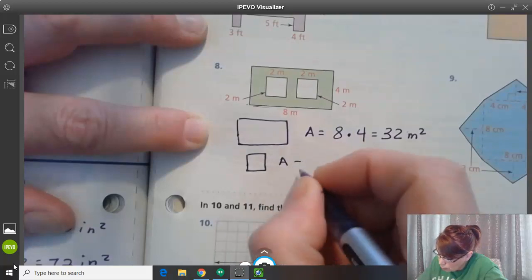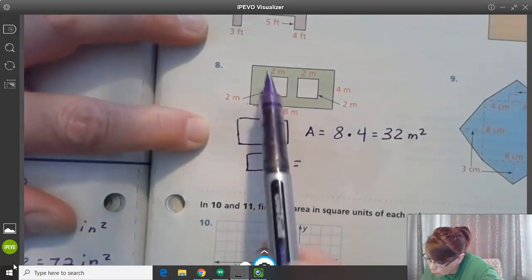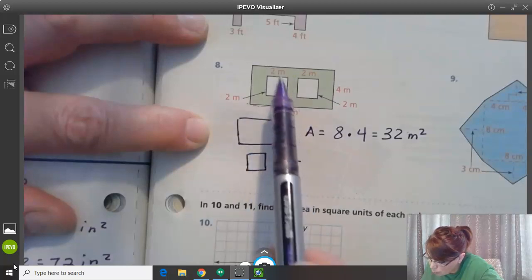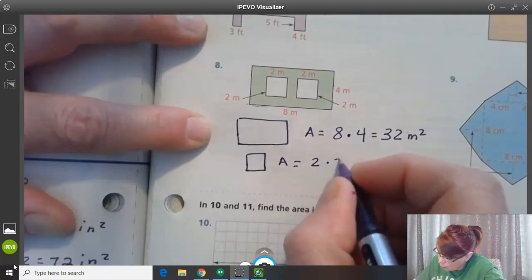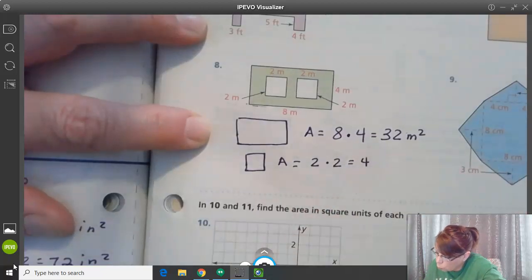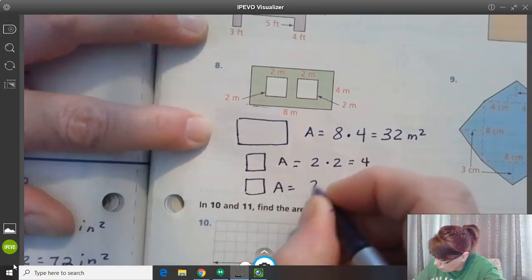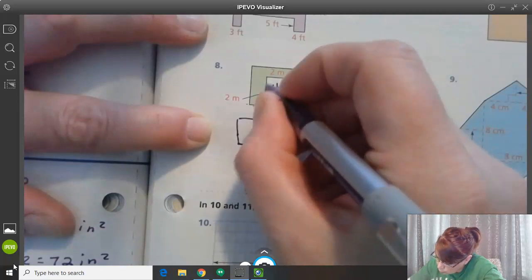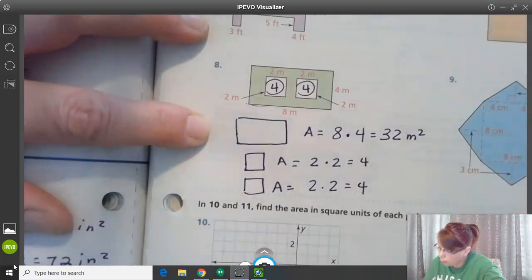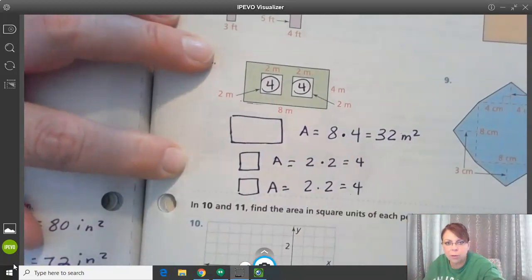Now we're going to figure out the little squares, and let's look, do they have the same dimensions? It's a square, so it's the same all the way around, 2 by 2. So for the square, it's 2 times 2, which equals 4. And there are 2 of those, right? So this one is 4, and this one is 4. So we have a total for these 2 squares of 8.